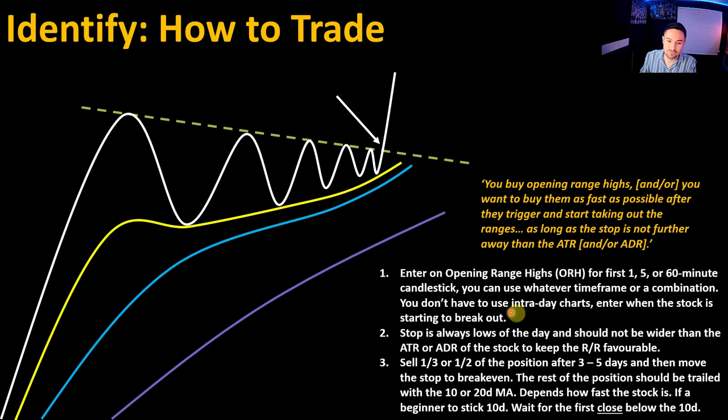Enter when the stock is starting to break out. So basically, you're trying to identify these pivot points and enter pretty much as soon as you can when the stock is starting to break out. The stop is always the lows of the day, so the lows of the breakout day, and should not be wider than the ATR, which is the average true range, or the ADR, which is the average daily range. So one is a number, one is a percentage. We're going to talk about that a little bit later. Do not worry. Of the stock, to keep the risk versus reward variable.